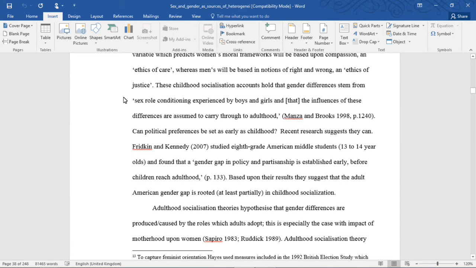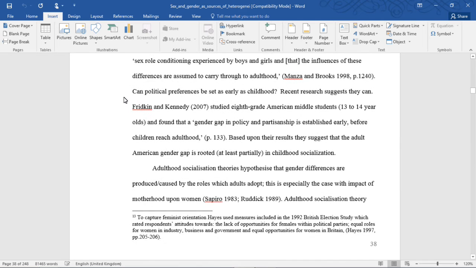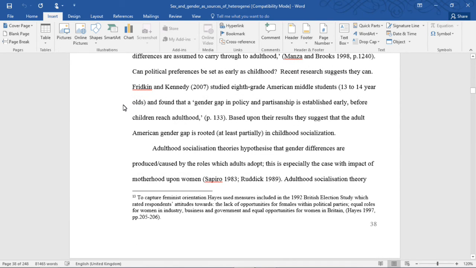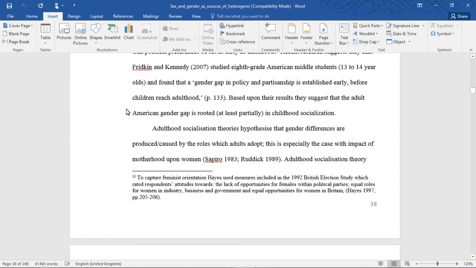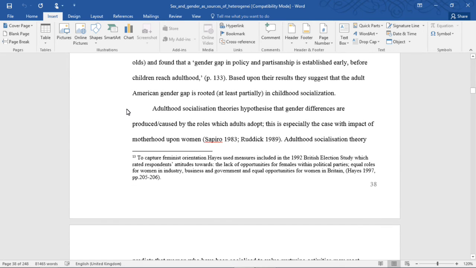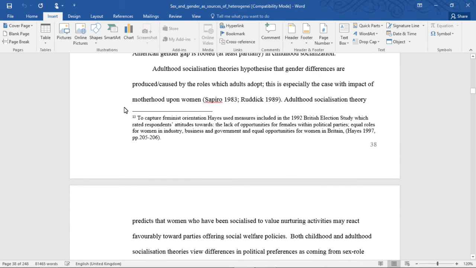Can political preferences be set as early as childhood? Recent research suggests it can. Friedrich and Kennedy studied 8th grade American middle students, 13 to 14 year olds, and found that a gender gap in policy and partisanship is established early, before children reach adulthood. Based upon their results, they suggest that the adult American gender gap is rooted, at least partially, in childhood socialization.